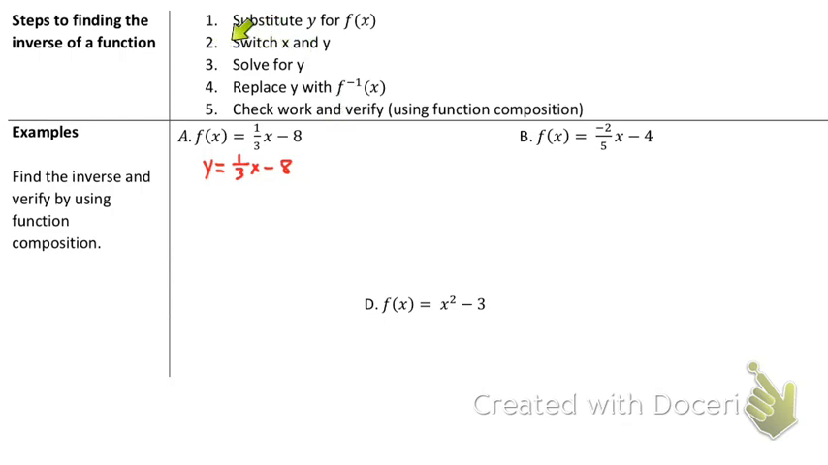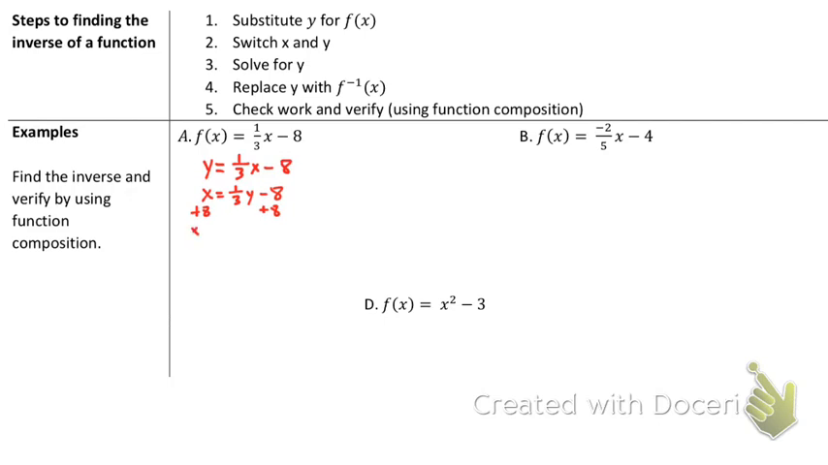Then we're going to do the inverse relation part. We're actually going to switch x and y. So y becomes x and x becomes y. All right, and then step 3 says solve for y. So now our goal is to solve for y. So this becomes an IM1 problem. To get y by itself, we're going to add 8. This is all step 3 to both sides.